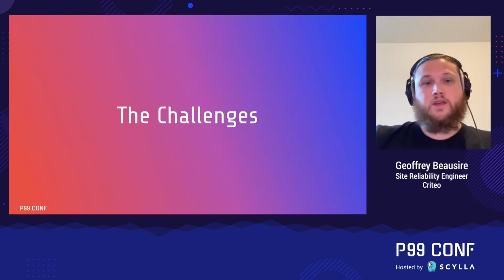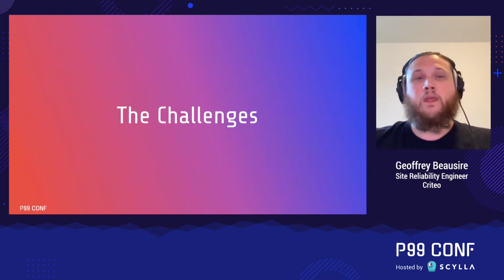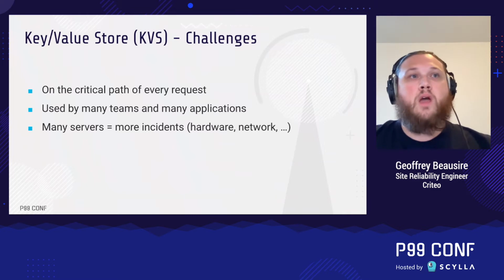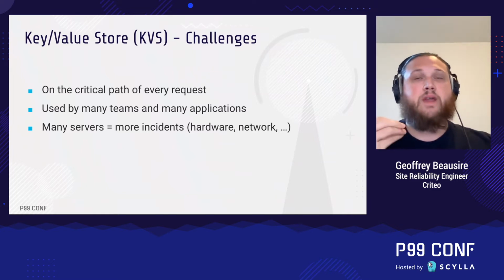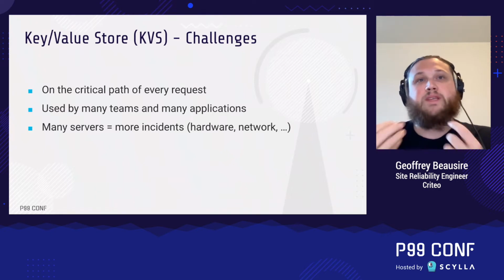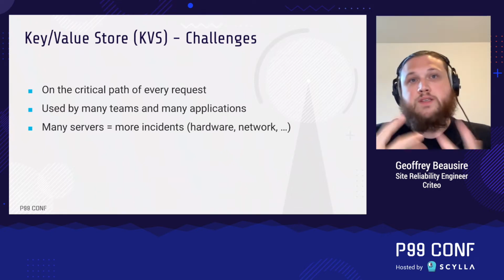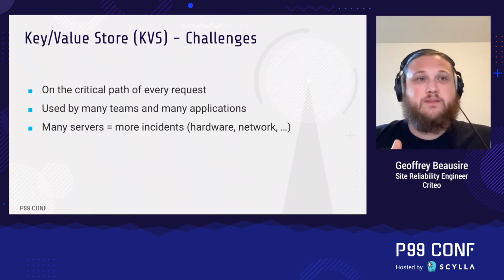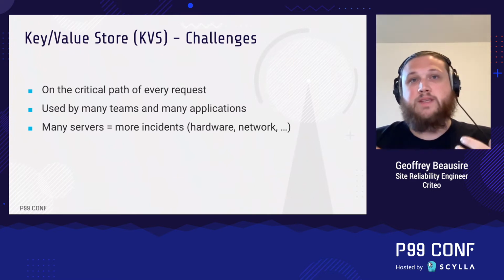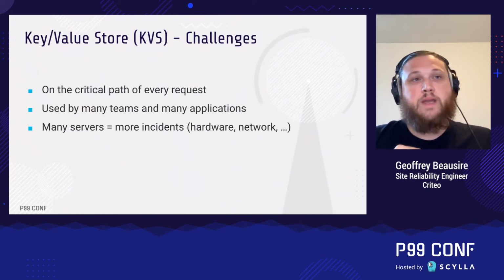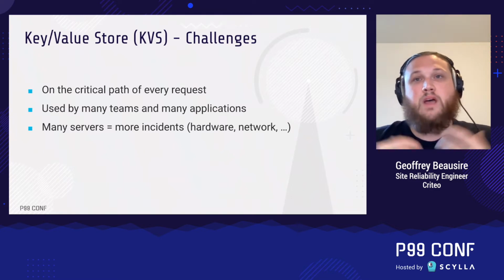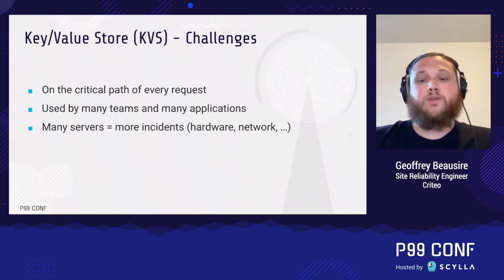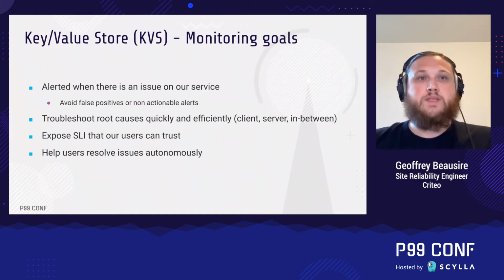So what are the challenges associated with this infrastructure? First, it's on the critical path of every request, and second, it's used by many teams and many applications. Because it's so central, it's very important. Also, we use many servers. And because it's used by so many clients and servers, incidents are frequent, be they hardware failures, network issues, or performance regressions. We need a very robust monitoring system.